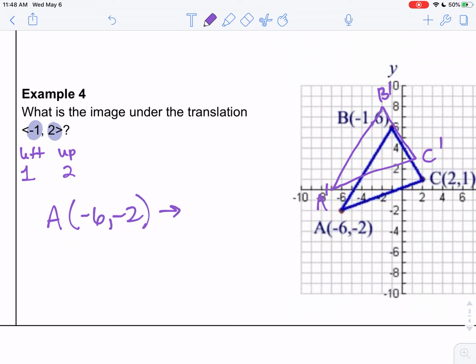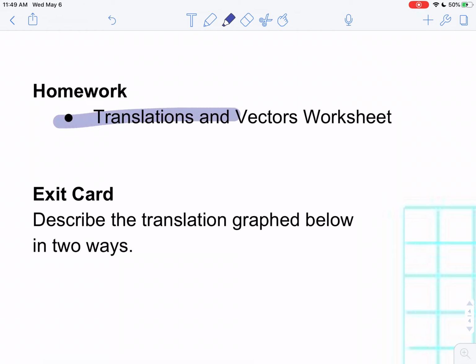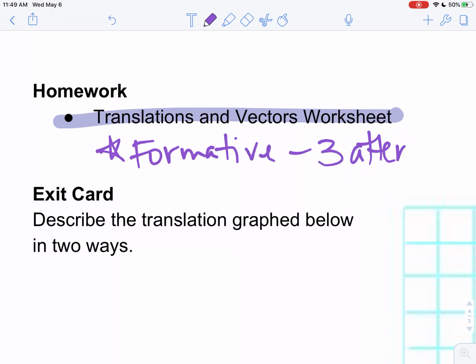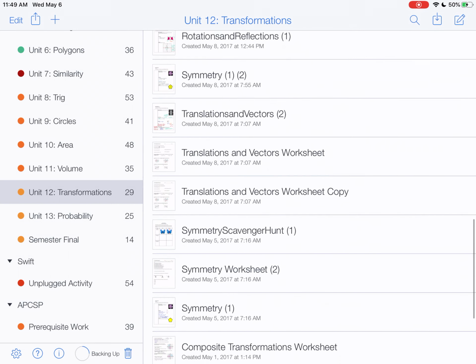A was hanging out at (-6, -2). If I move left 1 unit, -6 minus 1 is -7. Up 2 units, -2 plus 2 has me hanging out at 0, and I can continue through that whole process to figure out where B prime and C prime are located. All right, so your job for today is to tackle your translations and vectors worksheet. We also have our fun-filled formative, and remember you have up to 3 attempts to check that out. I'm going to take a look at our homework for today. Let's see, translations and vectors worksheet.